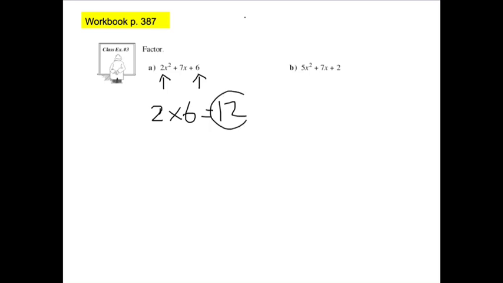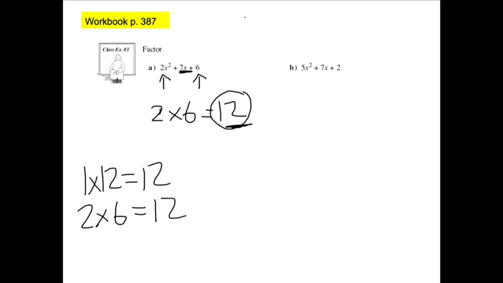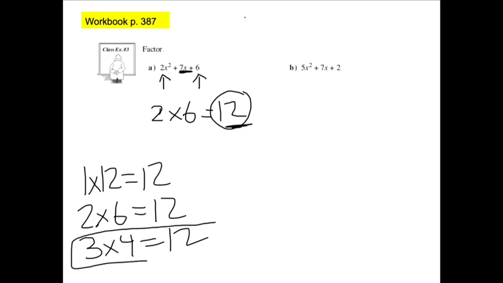Working with that one right here, what we have to think about is what adds to give you 7, but multiplies to give you 12. Taking a look at 12, you know that 1 times 12 is equal to 12. 2 times 6 is equal to 12. 3 times 4 is equal to 12. Well, 1 plus 12 is 13. 2 plus 6 is 8. 3 plus 4, however, that is 7. And if you multiply those, that will give you 12.